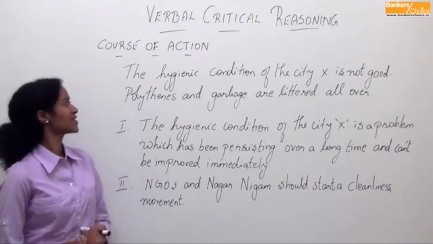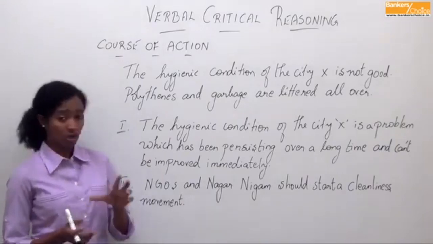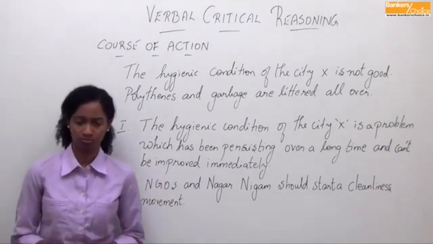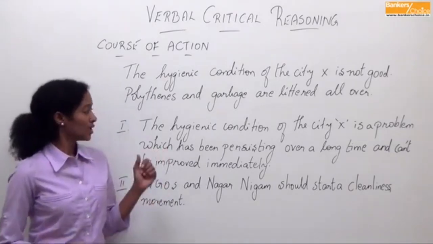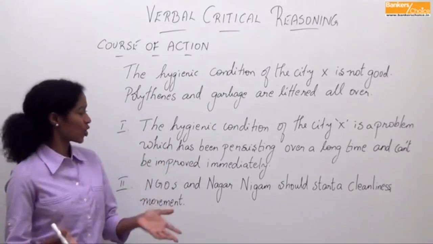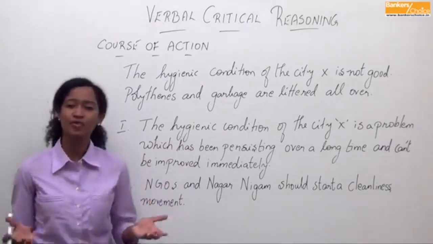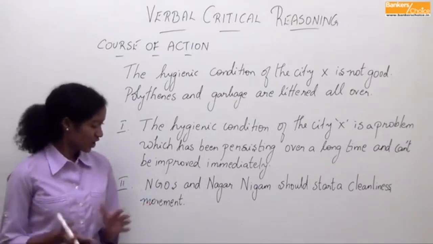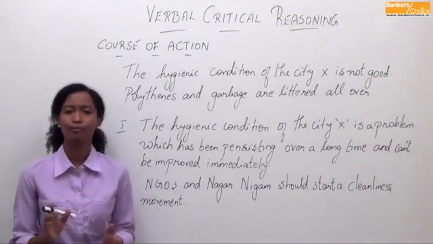Our next statement here states, the hygienic condition of the city X is not good. Polythenes and garbage are littered all over. Alright, so this is our statement. Let's look at our first course of action. The hygienic condition of the city X is a problem which has been persisting over a long time and can't be improved immediately. Alright. Our second course of action: NGOs and Nagar Nigam should start a cleanliness movement.